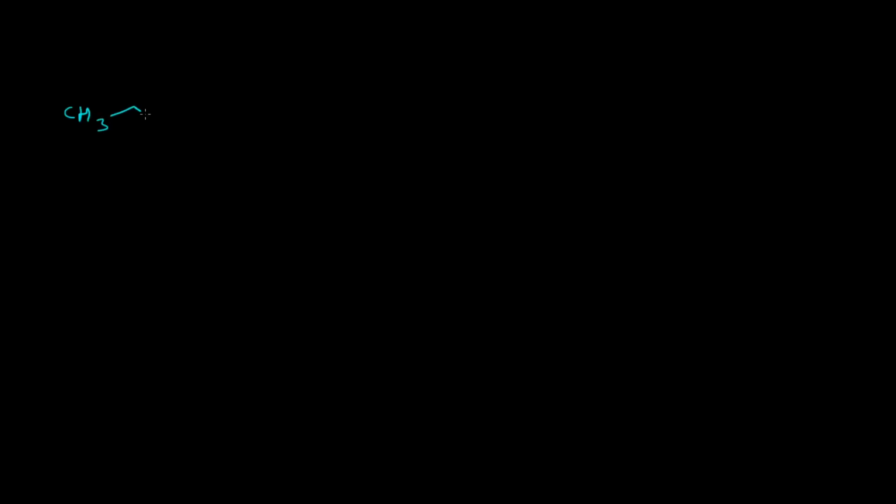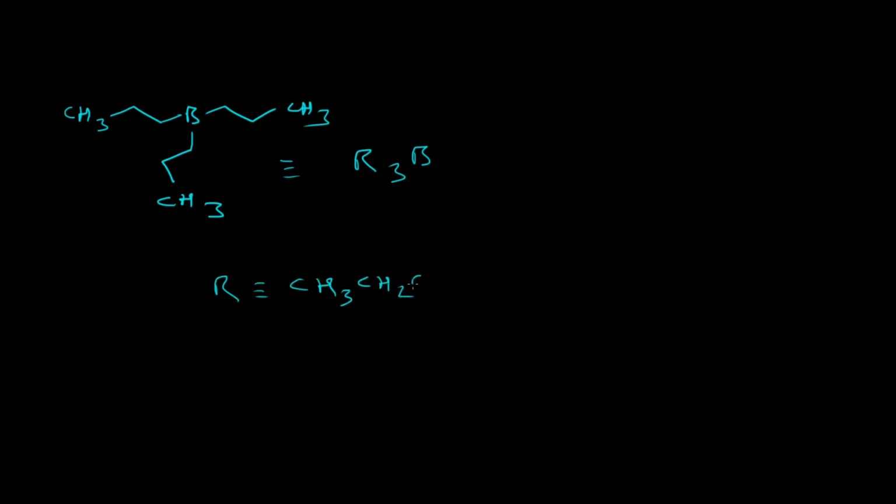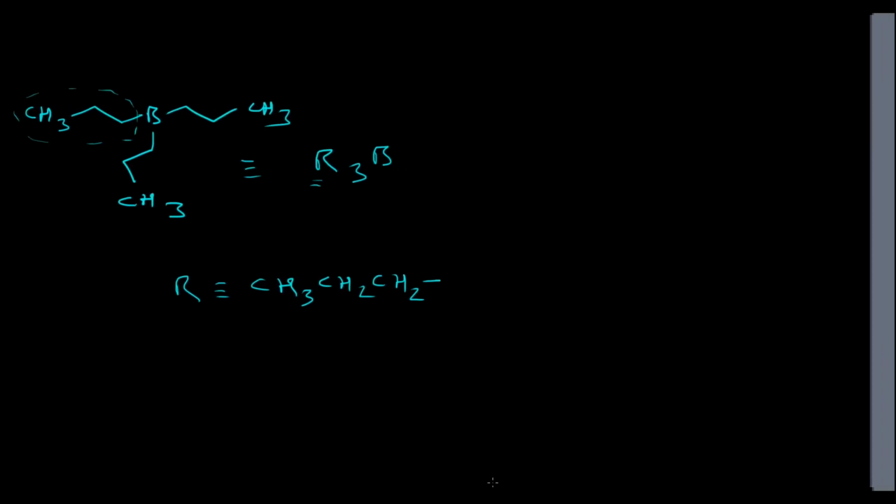The trialkyl boron is this one. To simplify the overall mechanistic steps, we can consider this molecule as R3B, where R is equal to the propyl group, that is this group. I am representing this group with R. So the overall formula will now be R3B, and this will simplify the overall mechanistic steps.